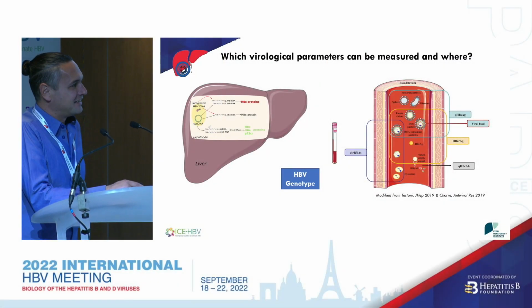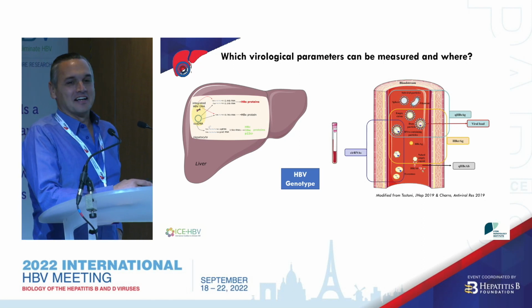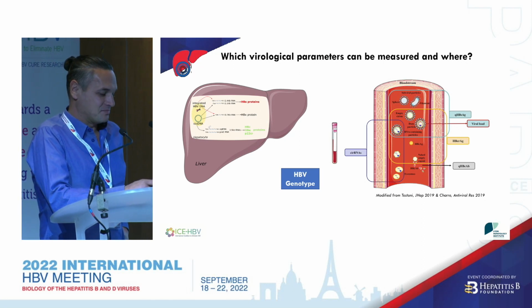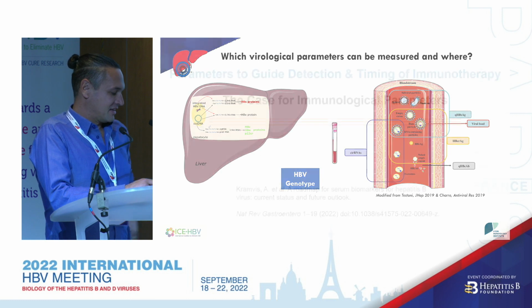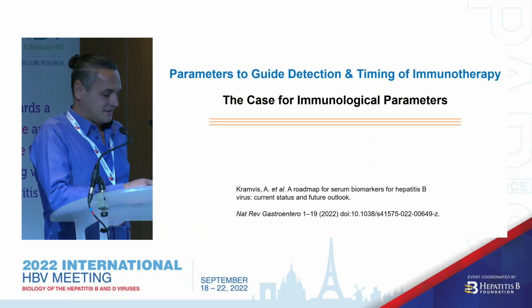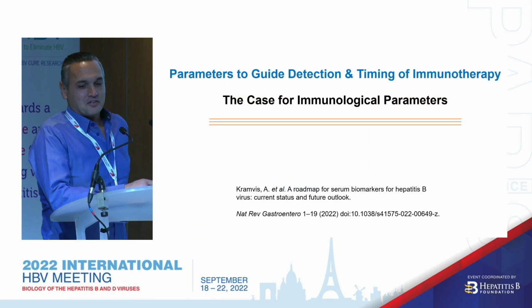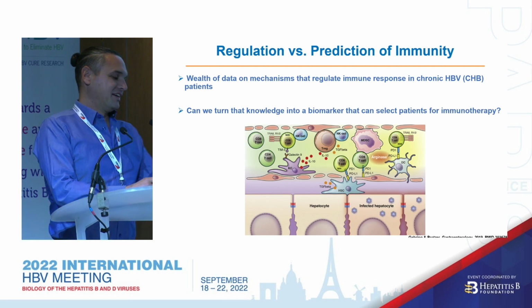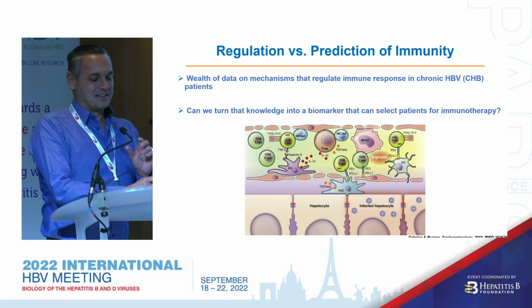So, great. To get started, I've listed all of our immunological parameters to measure here, and provided a reference to the ICE-HBV serum biomarkers paper, which is a fantastic comprehensive review of what's available in the roadmap. Anyways, I am going to present something, but it's pretty limited, to be honest.